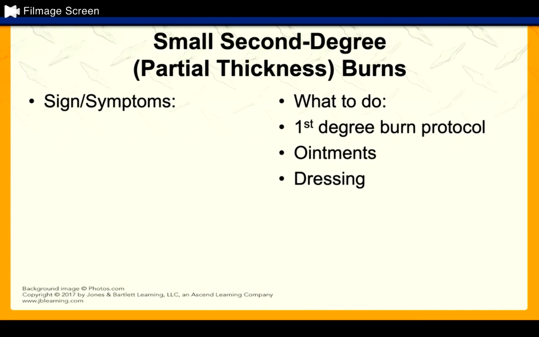How do we treat this? What do we do? You want to follow the first steps for treatment in first degree burns. But in addition to that, you also want to apply antibacterial ointment. You can cover it with a loose, dry, non-stick sterile dressing as well.